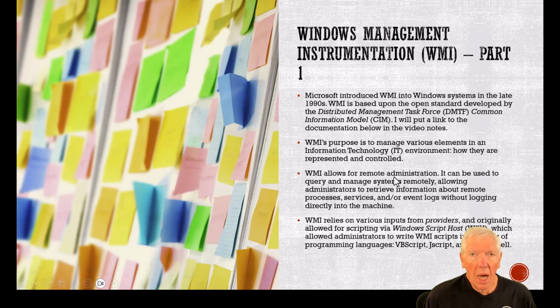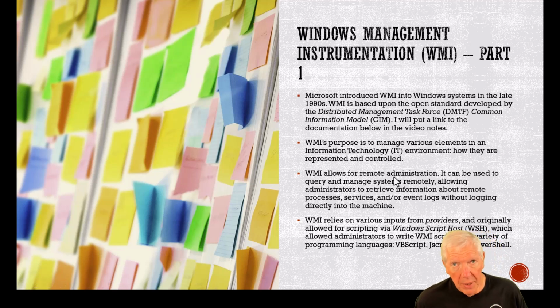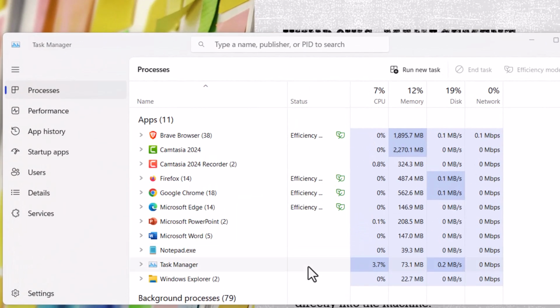Now, I want to talk about WMI real quick. In order to show you what's happening with WMI, I want to bring up the Windows Task Manager. So what you can do is right-click on the Windows taskbar and select Task Manager. Let me bring this up and show this to you. Here is the glorious Windows Task Manager, and you can see that it's been broken into several sections now, and you have a thing called processes.